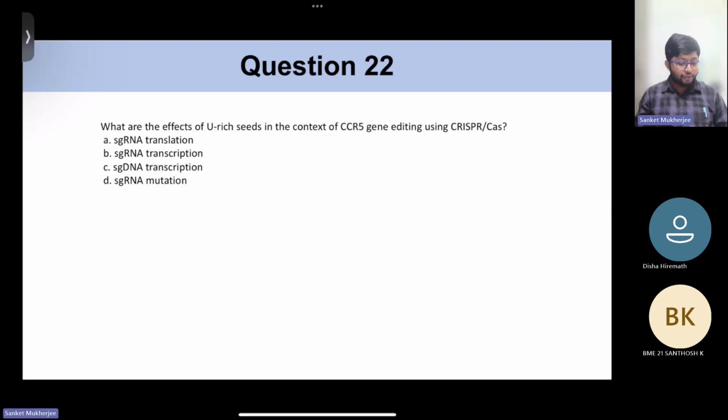What are the effects of U-rich seeds in the context of CCR5 gene editing using CRISPR-Cas? Is it sgRNA translation, sgRNA transcription, sgDNA transcription, or sgRNA mutation? It would be sgRNA transcription. You can read about it in these slides.